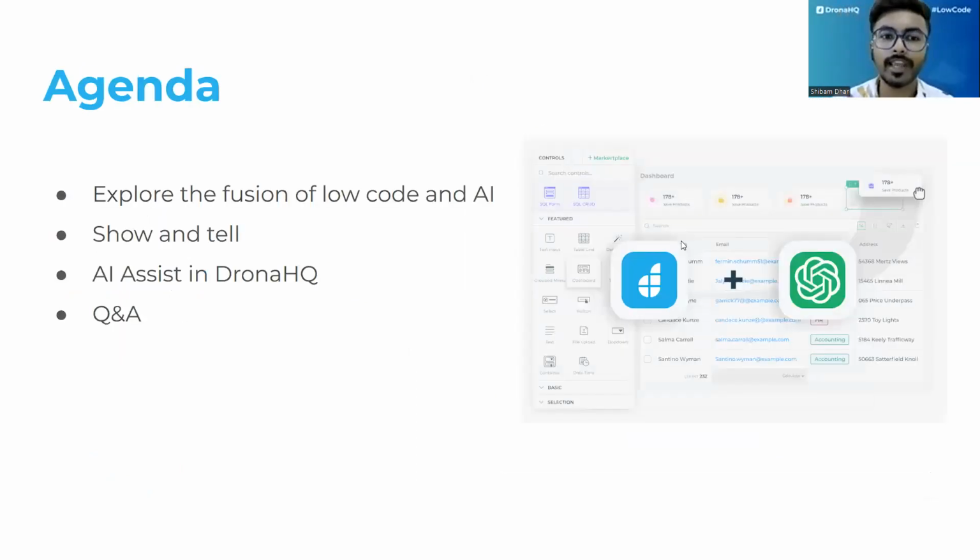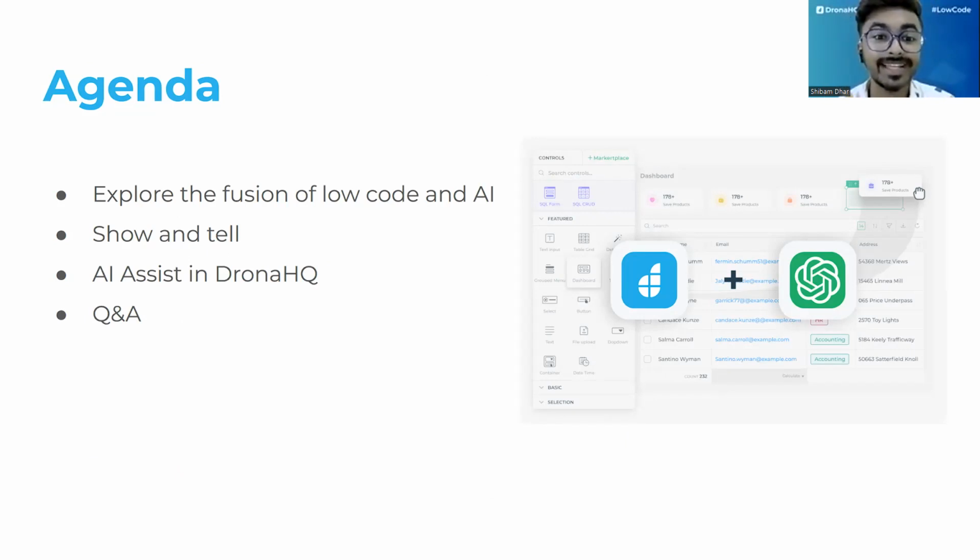And today in our agenda, we have first to explore how DronaHQ, a low-code platform, enables you to build a fusion with AI, like what APIs we are using, how prompts are being sent, and how it is being used. So it is a show and tell, so that we have multiple use cases for you. That's why we will go through the whole step-by-step process, like what is happening and due to what the whole generation of text is happening.